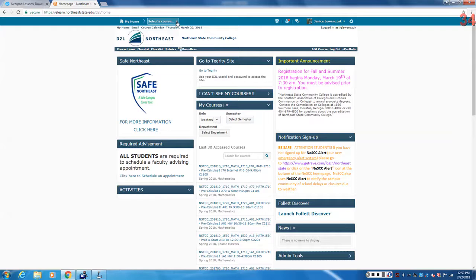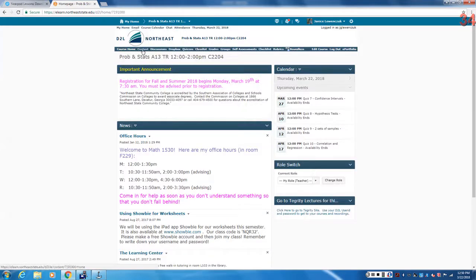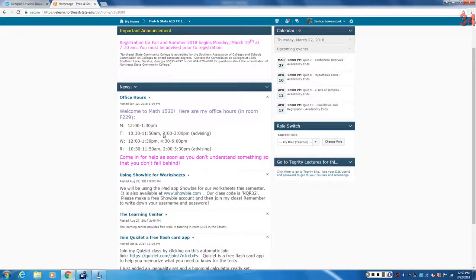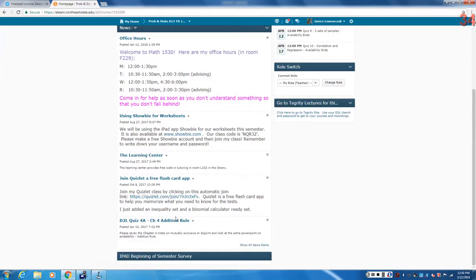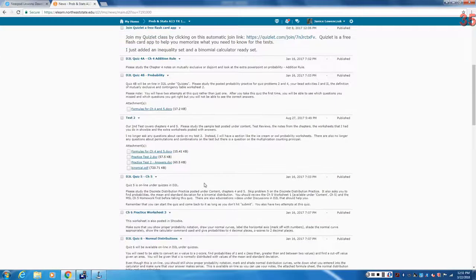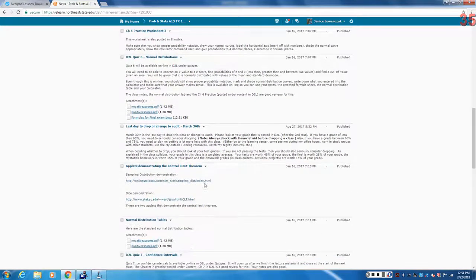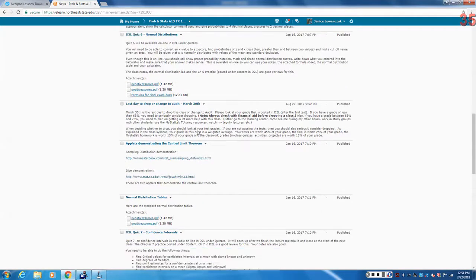All right, I'm going to 1530. So this is where I have this formula sheet posted, and it has common critical values on it. Let's see, I might have it. You might have to hit show all newsletters, and I might have it on here. I haven't kept up with switching. Last day to drop is March 30th.